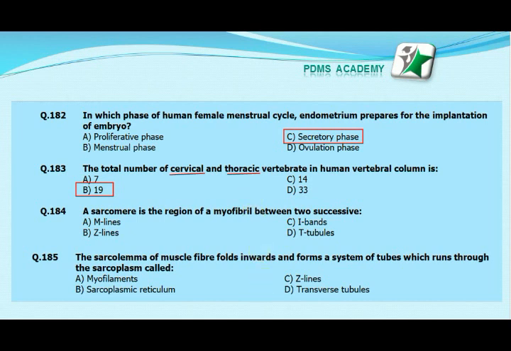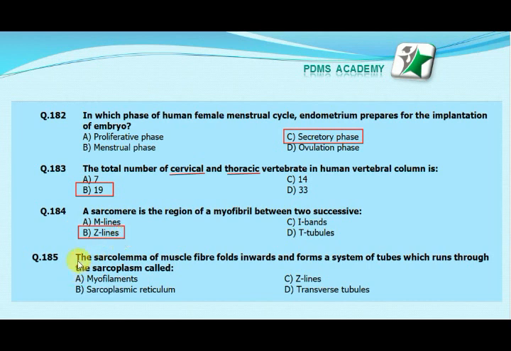So the total becomes 19. Our next MCQ is: a sarcomere is a region of myofibril between two successive. Option A, M lines. Option B, Z lines. Option C, I bands. Option D, T tubules. Our correct answer is B, Z lines.